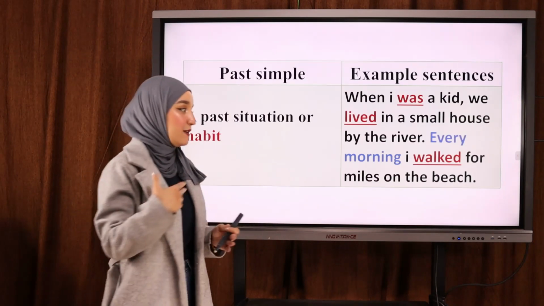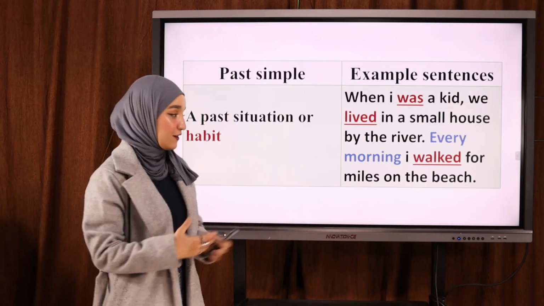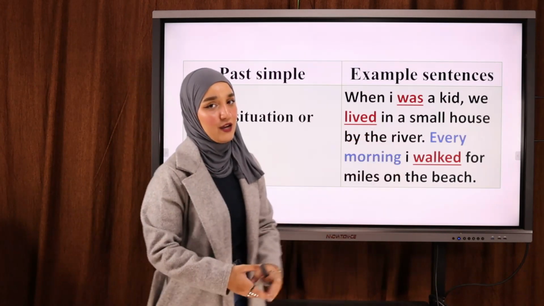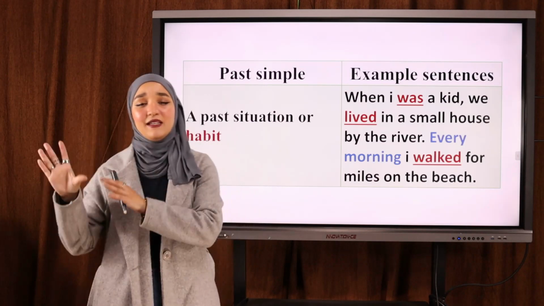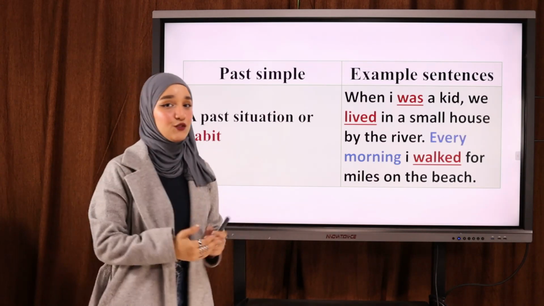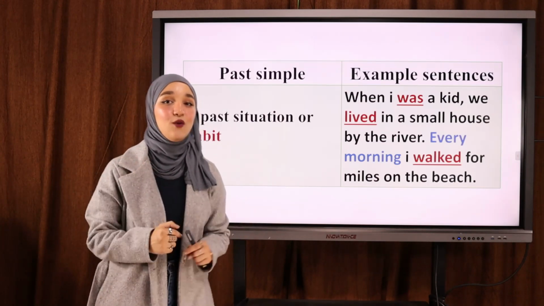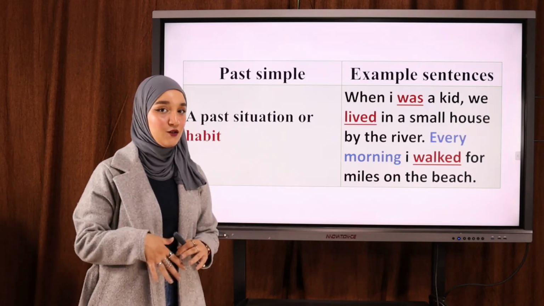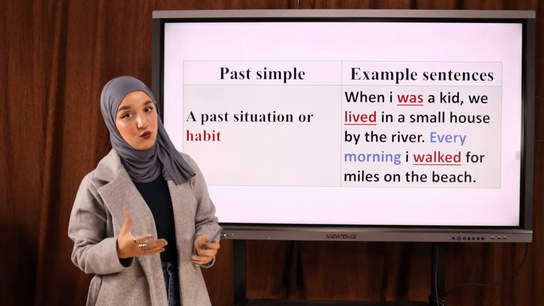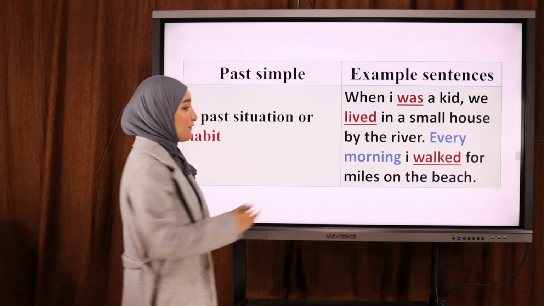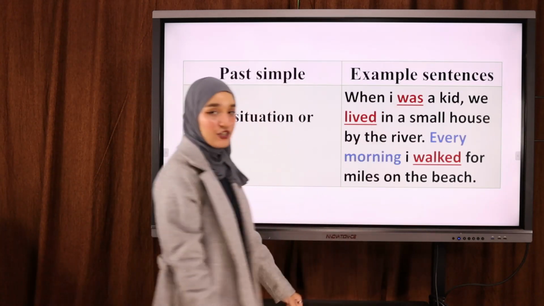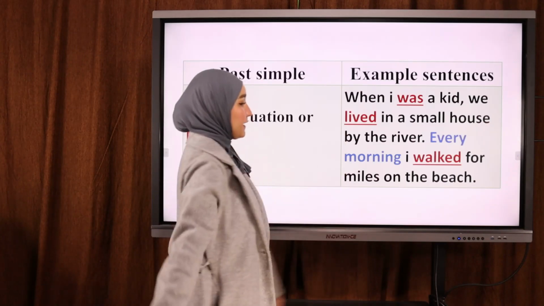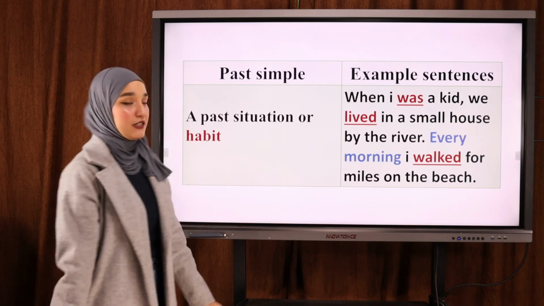أنا اليوم لا أمشي في البحر because I don't live in the small house. So this situation was in the past, okay? Habit, سلوك in the past. But now it's not a habit, okay? هي ليس عادة في الحاضر, okay? But in the past, في الماضي, it was. So I have the verb here, was, which is the verb be in the past simple, lived, and walked, okay?